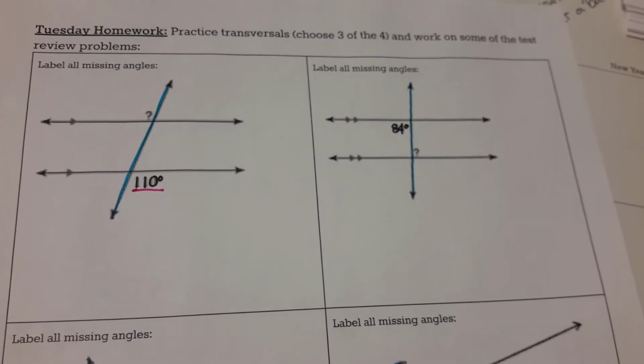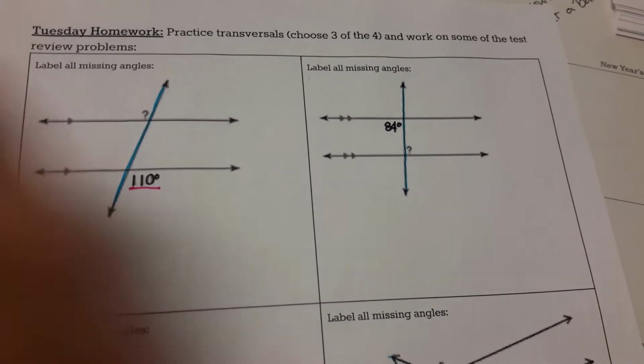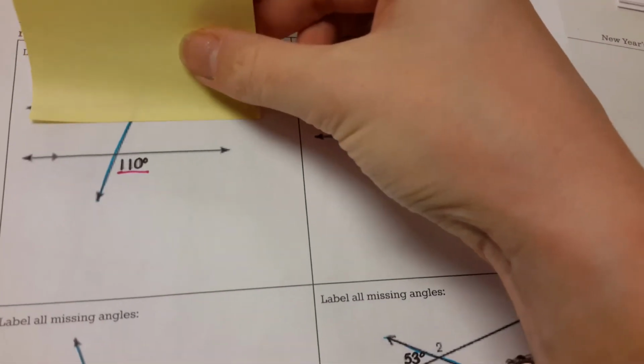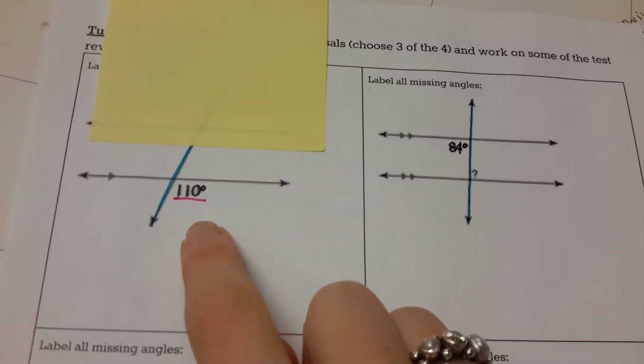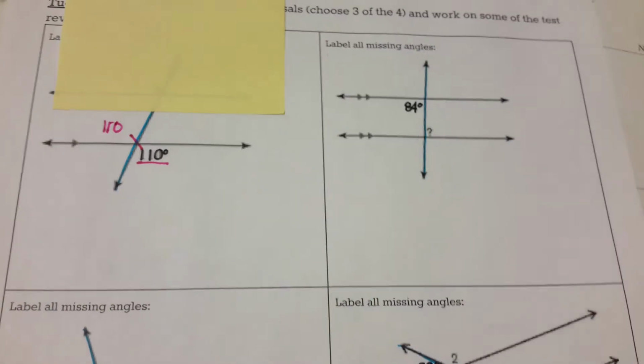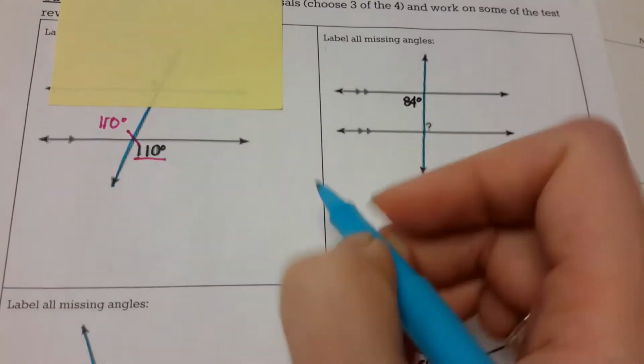I want us to begin this first problem by covering up half of our problem. So if we cover up the top half, this looks just like one of the vertical angle problems we were practicing in class. I know that vertical angles are congruent, and remember, congruent means equal. So the angle directly opposite 110 also should be 110 degrees. And I can figure out my missing angle.